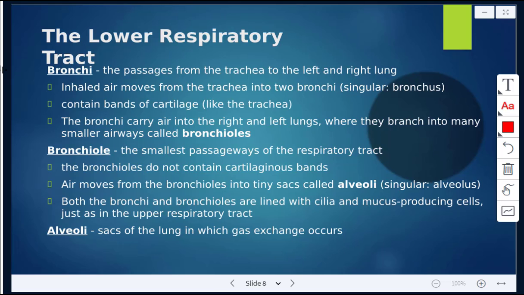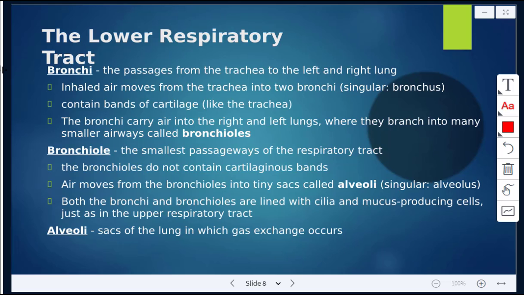The bronchi carry air into the right and left lungs, and then they will branch into many smaller airways called bronchioles. And the bronchioles are the smallest passageways of the respiratory tract. They do not contain any cartilage bands because now these branches are inside the lungs. Okay, so no cartilage inside the lungs. Air moves from the bronchioles into these tiny sacs called alveoli, which we'll take a look at. Singular is alveolus. Both the bronchi and the bronchioles are lined with cilia and mucus-producing cells, just like we saw in the upper respiratory tract.